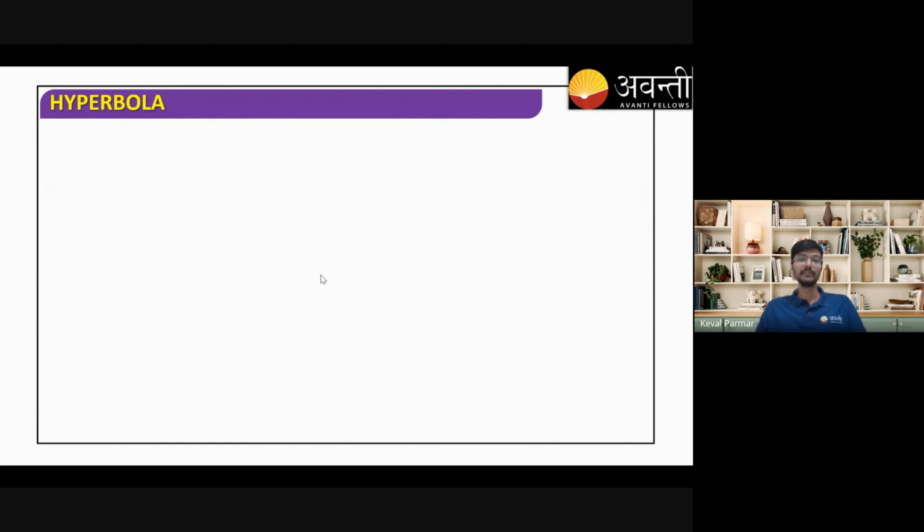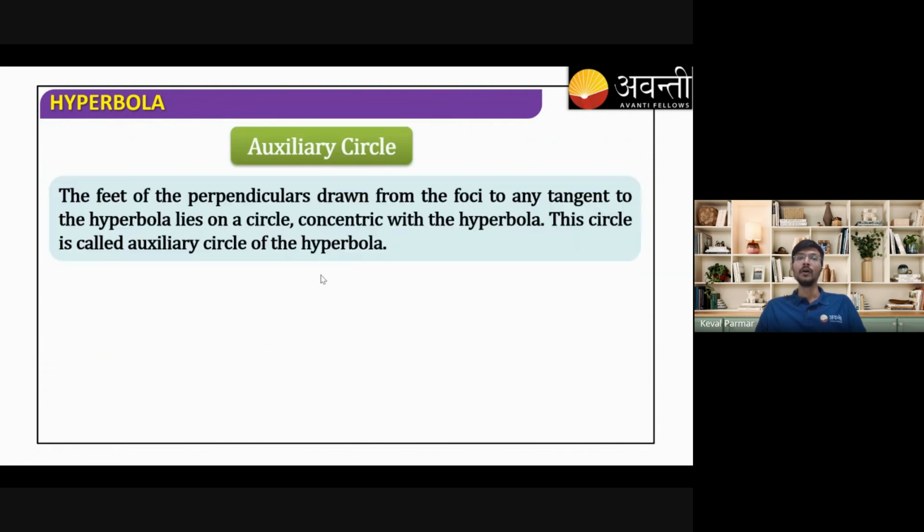Now, let's proceed to the next part, which is the auxiliary circle. Now, the feet of perpendicular. Please remember, the definition remains the same as it was for the ellipse. The feet of perpendiculars drawn from the foci to any tangent to the hyperbola. That means if from the focus I draw feet of perpendiculars to n number of tangents on the hyperbola, then those feet lie on what is called the auxiliary circle.